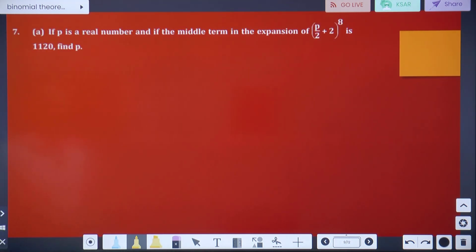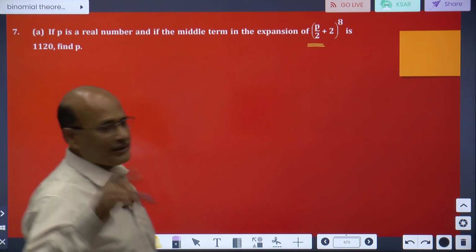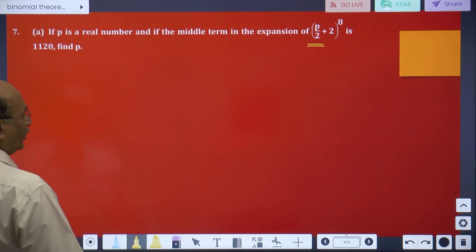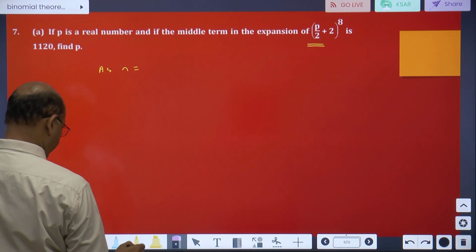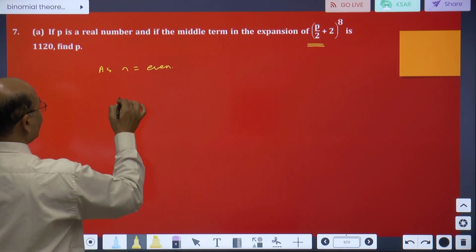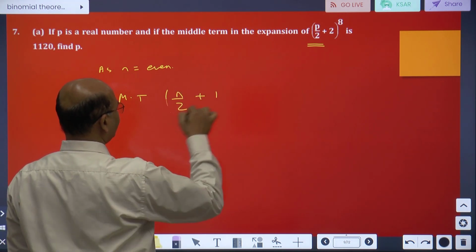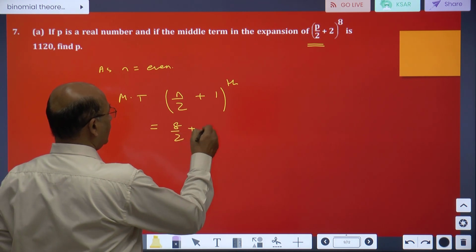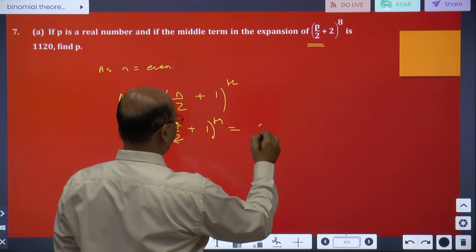P is the real number and the middle term value is given to you. What is the middle term given to you? 1120, find P. By the way, you tell me, after expansion how many terms are there? It will be 8 terms or 9 terms? As n is even in this case, what is the middle term? It will be n upon 2 plus 1th term, correct or not? Yes. So this is nothing but 8 upon 2 plus 1th term, which is 8 upon 2, 4 plus 1, 5th term.